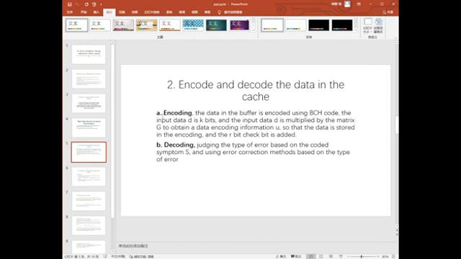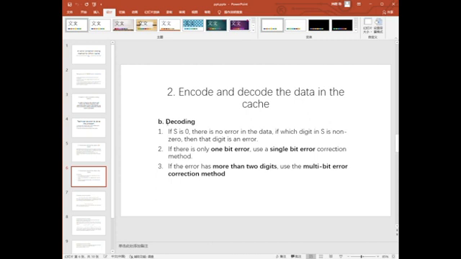The first part is encoding. The data in the buffer is encoded using BCH code. The input data D is K bits, and the input data D is multiplied by the matrix G to obtain the data encoding information U, so that the data is stored in the encoding and R check bits are added. B. Decoding. Judge the type of error based on the coded syndrome S, and use error correction methods based on the type of error.